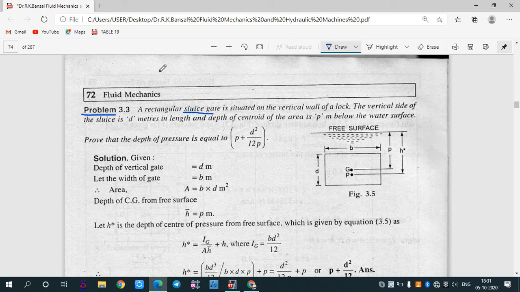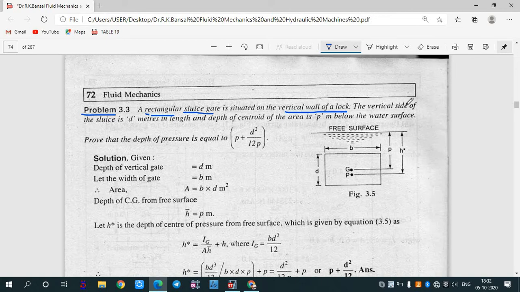In order to stop the water, a gate is provided. Whenever we need to allow the water to flow, we will open the sluice gate, and whenever we need to stop the flow, we need to close that gate. So this sluice gate is provided. The shape of the sluice gate is what? It is rectangular in shape, and it is provided in a vertical wall of a lock.